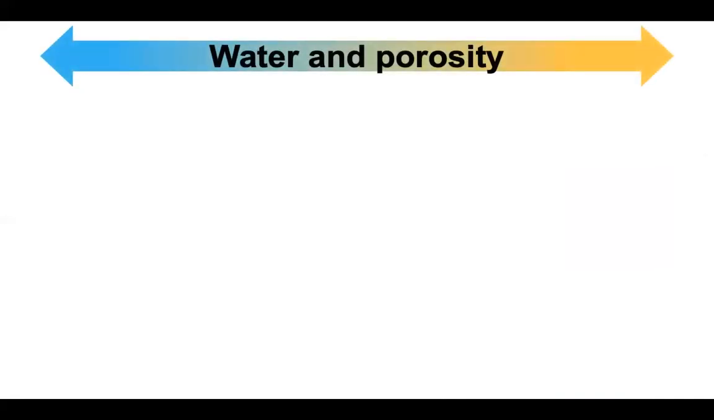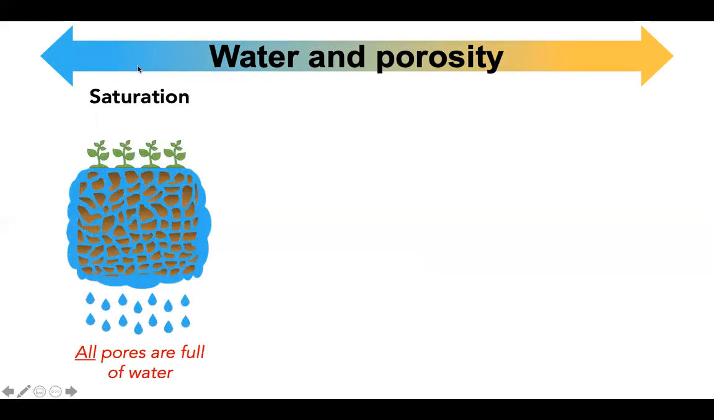So in soil, water and porosity are related to one another, and we can think of them along this spectrum. On the wetter end of the spectrum, we have saturation. At saturation, all of the pores are full of water. Every single pore within the soil is full of water. You can see that means that any more water that's coming into the soil is going to be lost. It's going to be drained out.